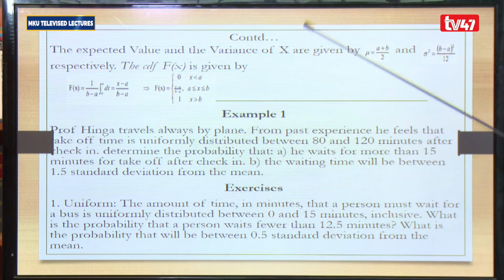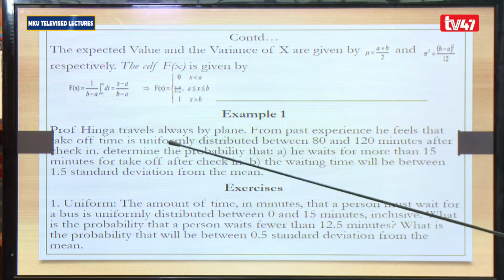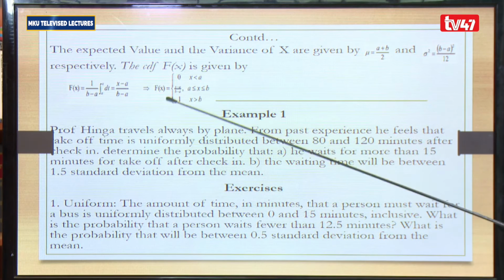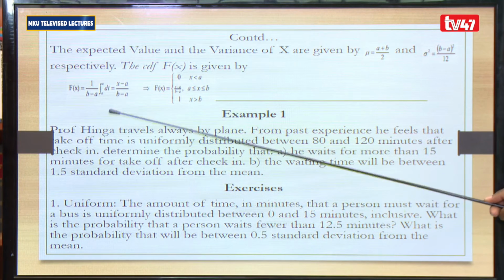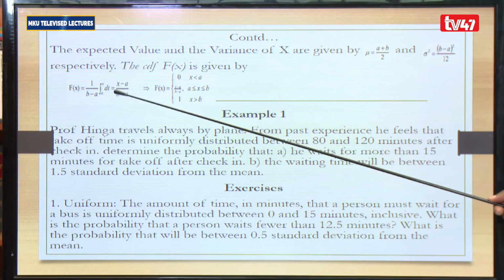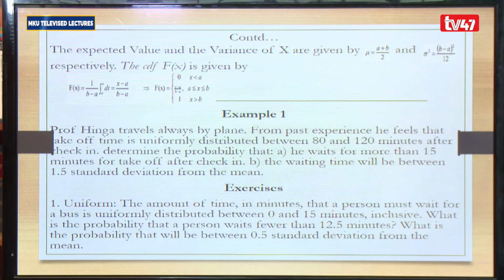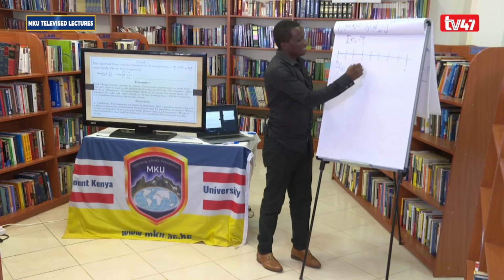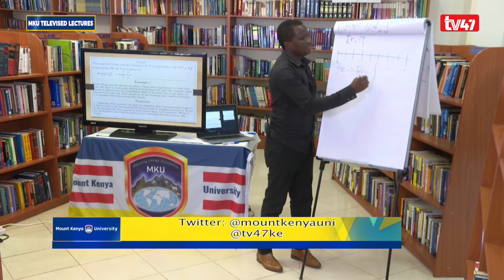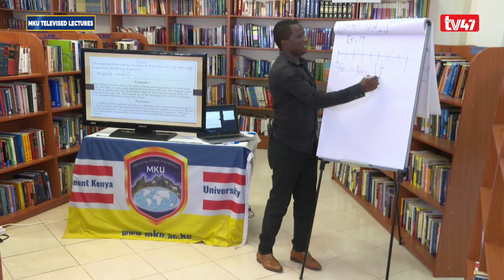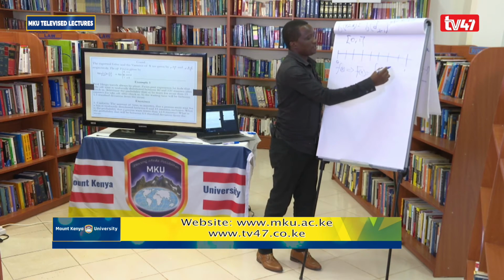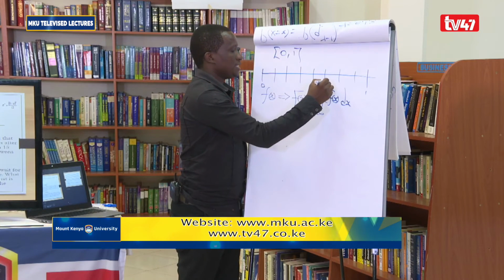We can get the expected value and the variance of X by using (a plus b) over 2, and the variance is (b minus a) squared all over 12, respectively. And the CDF, which you can simply get by integrating the PDF from a to some point. That is, we've said that if I have the PDF f of x, then the CDF is obtained by getting the integral of the PDF from the smallest value of x to some point x.